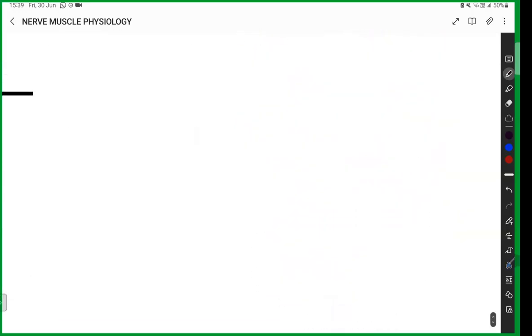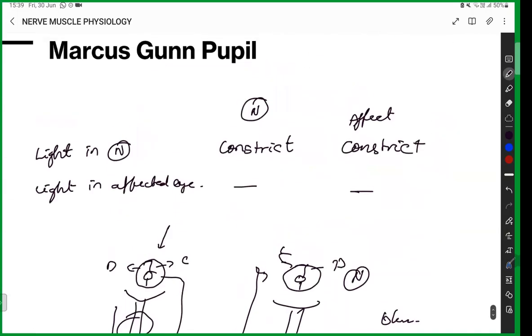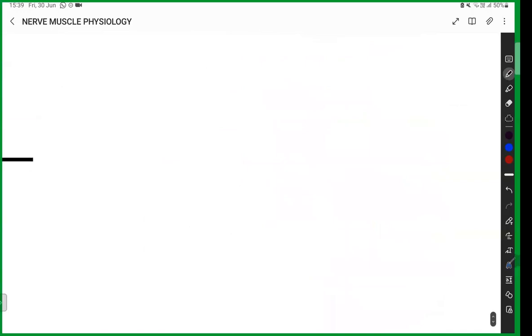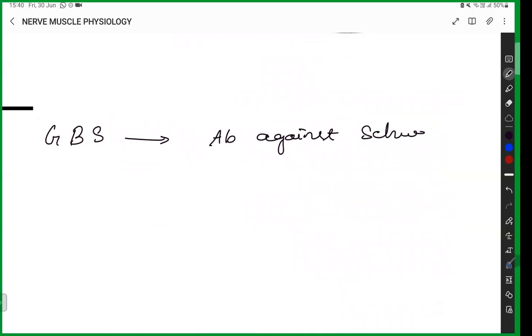Next, we are going to move towards Guillain-Barré syndrome. What is Guillain-Barré syndrome? It is nothing but the same. There is going to be PNS demyelination, instead of CNS demyelination. In Guillain-Barré syndrome, antibodies are going to be produced against your Schwann cells. Because of this, what happens? Your motor nerve and sensory nerve, both are going to have conduction impairment.